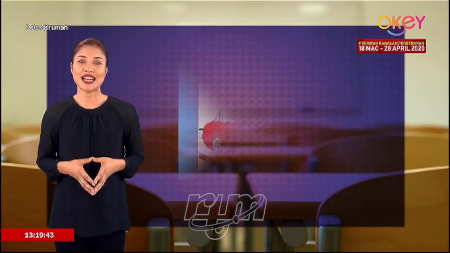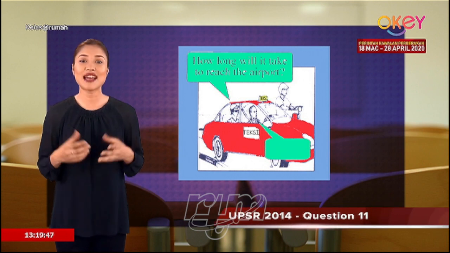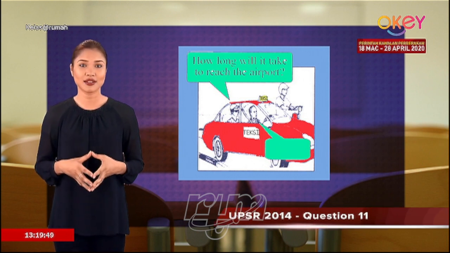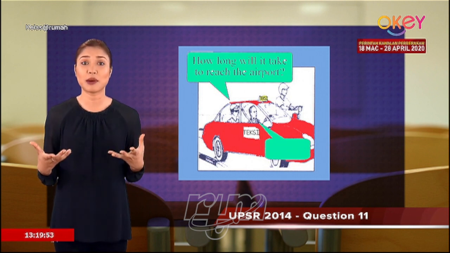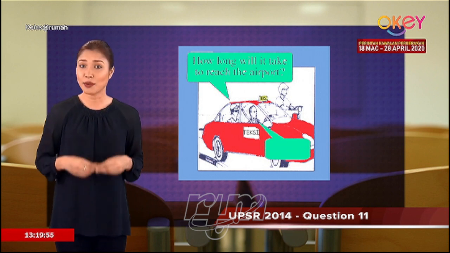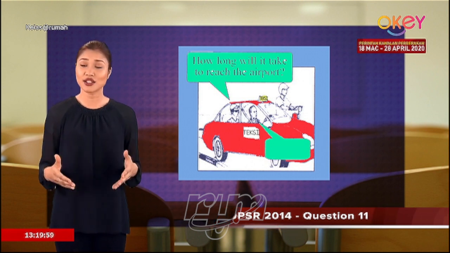For example, let's look at the speech bubbles for question 11. The man sitting at the back is saying, "How long will it take to reach the airport?" Since the speech bubble for the taxi driver is at the bottom, then the taxi driver must be saying something back to the man.